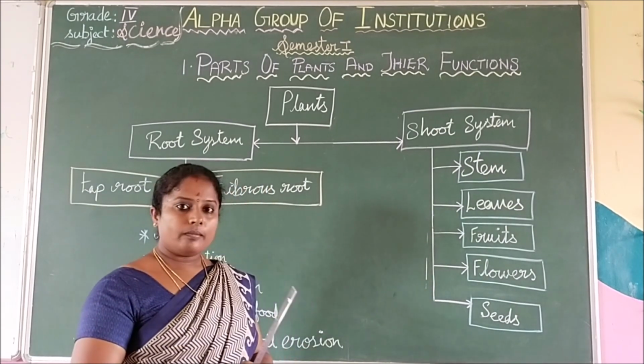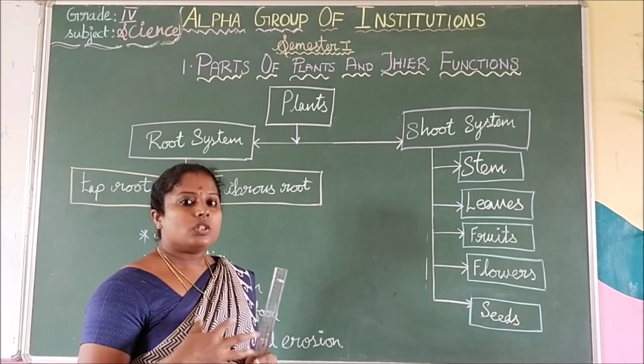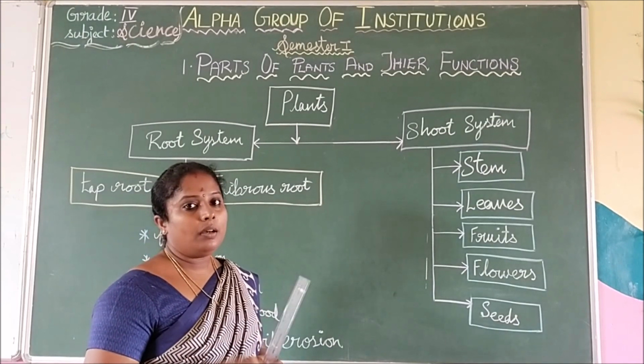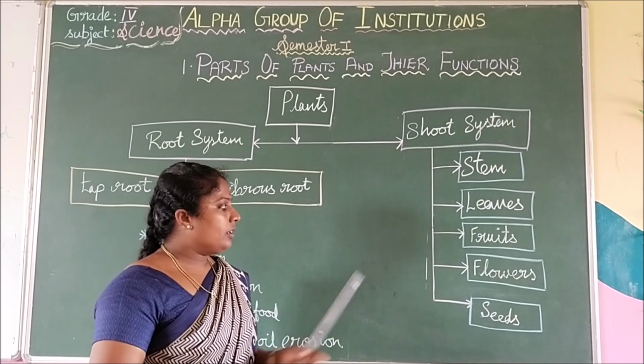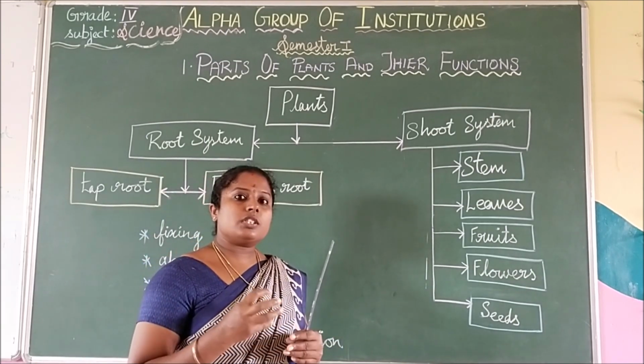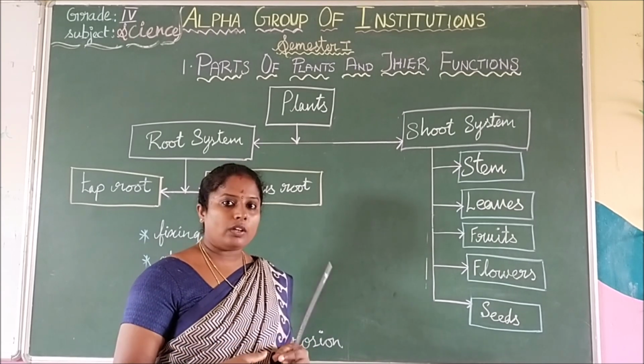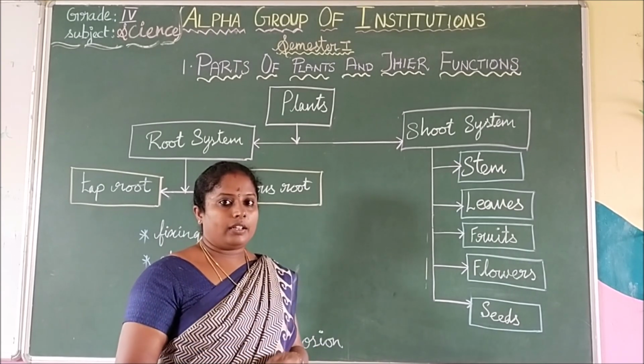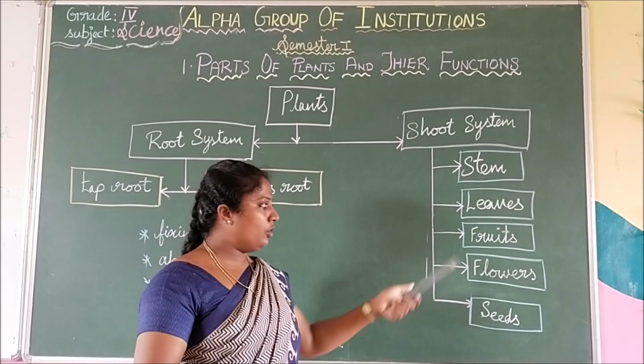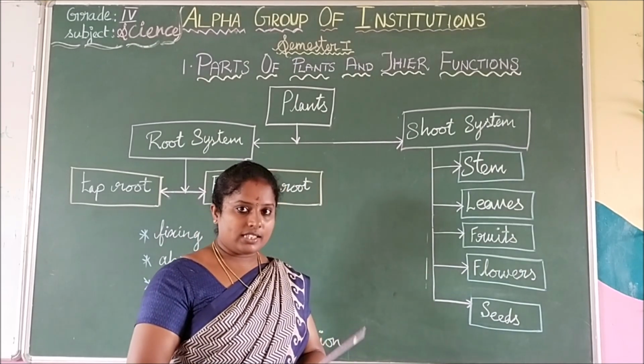And flowers. Flowers are the main attractive part of the plant. They are used for pollination. It helps to produce a new plant or younger plant. Now we will see about fruits and seeds in this class.